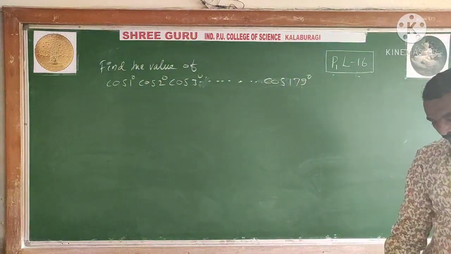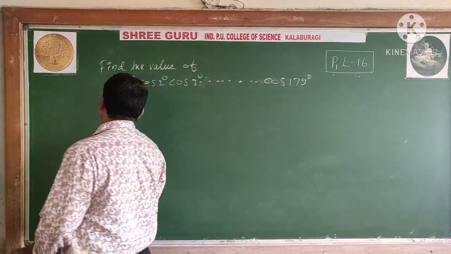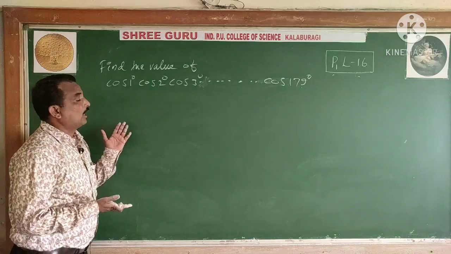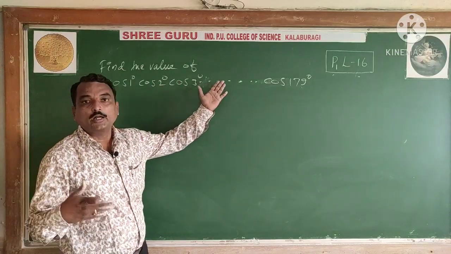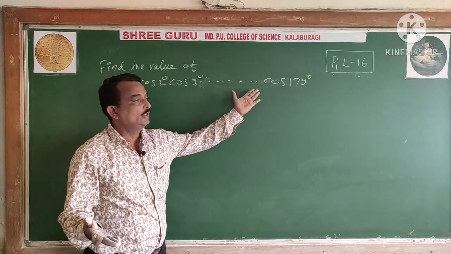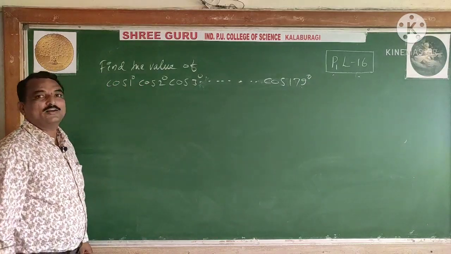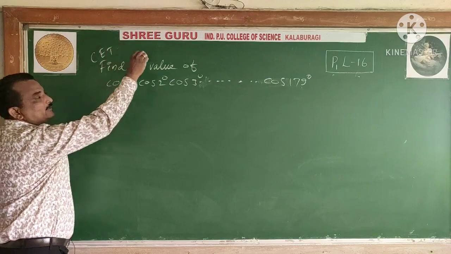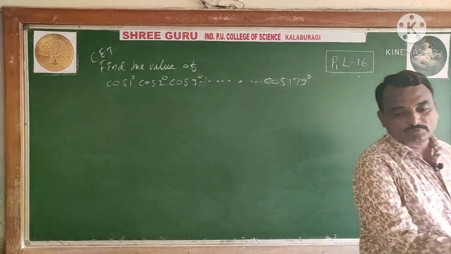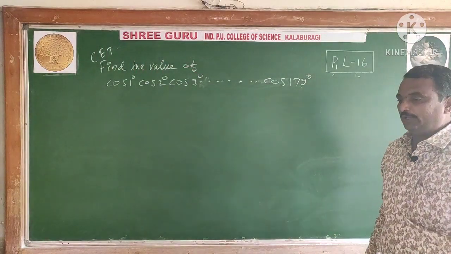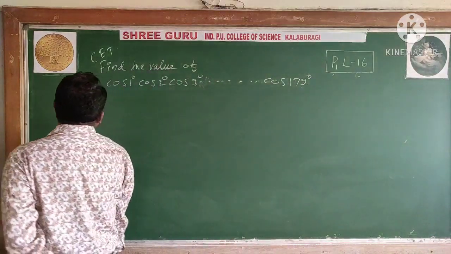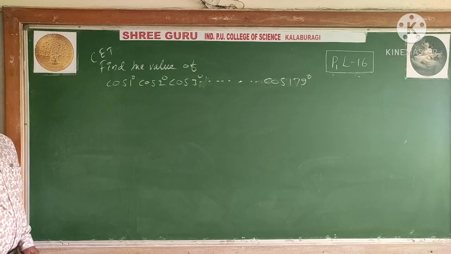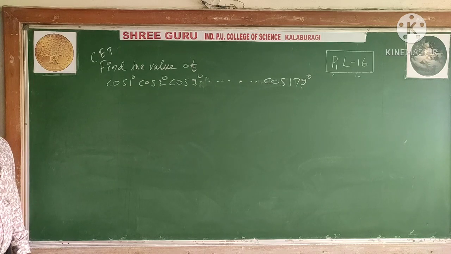See, students, here it is a product of 179 terms. Cos 1, cos 2, cos 3, cos 4, cos 5, cos 6, and so on up to cos of 179 degree. This question was also once asked in the CET examination. Very interesting it is.